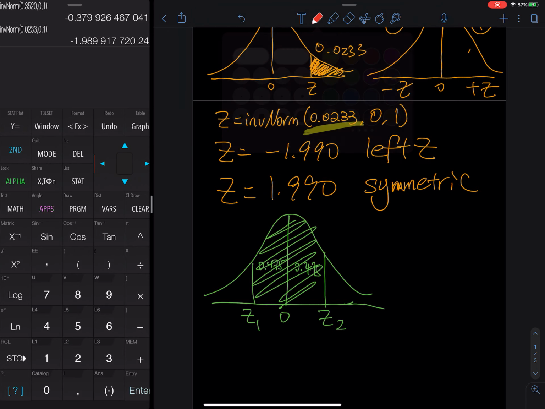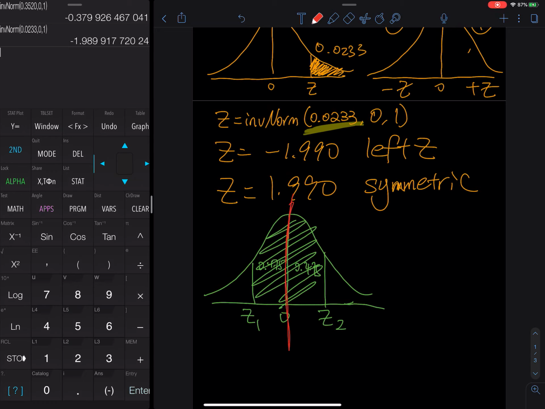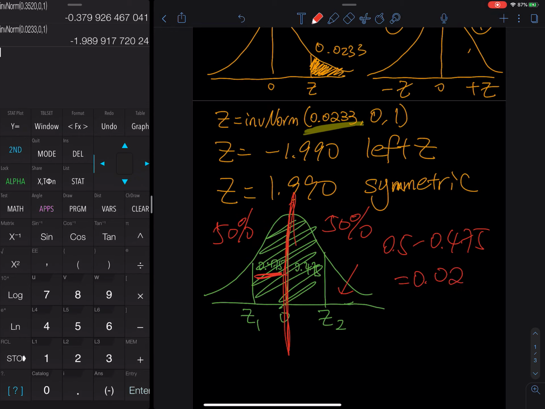Let me switch color for this. I cut this right in the middle. We have 50% on the left and 50% on the right. This is 0.475. So if you take 0.5 minus 0.475, you get the leftover, which is 0.025. So this is 0.025, this is 0.025.